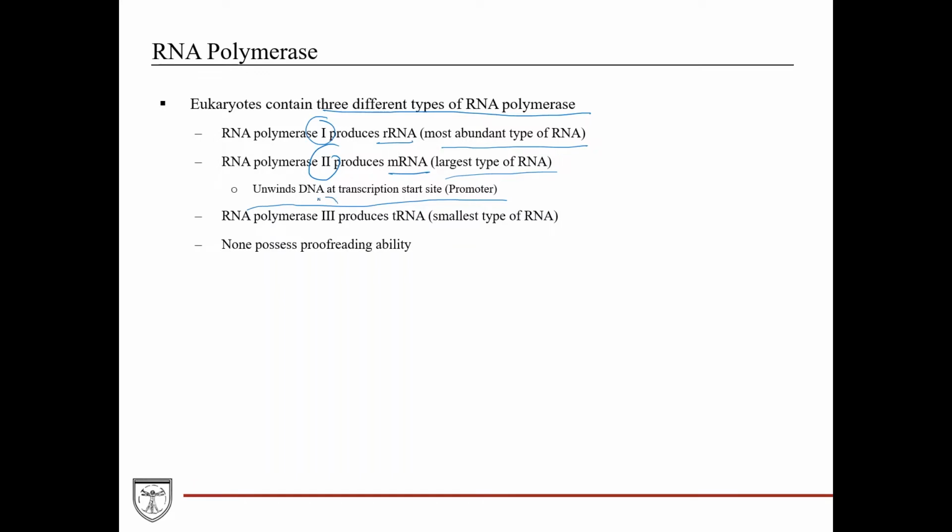And then RNA polymerase 3 produces transfer RNA, or tRNA, which is involved in translation, like we talked about, and it's the smallest type of RNA by size. Now, none of these types of RNA polymerase possess proofreading ability, unlike DNA polymerase, which does possess proofreading ability in the process of DNA replication.